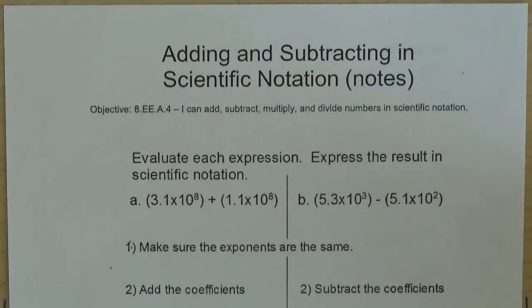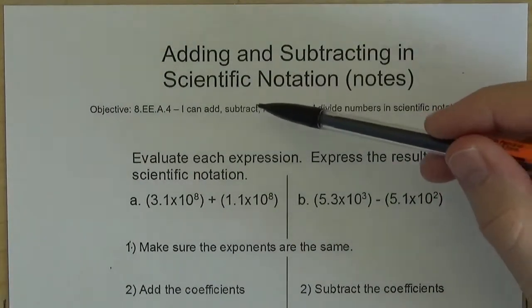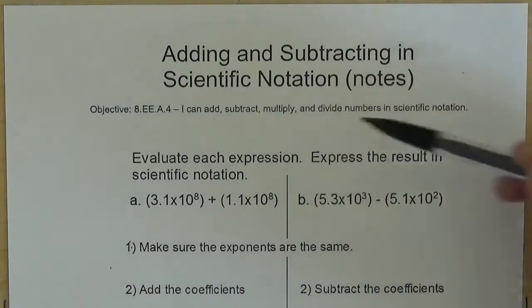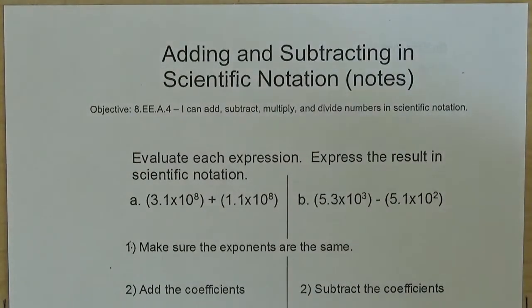Today we're talking about adding and subtracting numbers in scientific notation. Our objective is I can add, subtract, multiply, and divide numbers in scientific notation. We've already done the multiply and divide, so today we're talking about adding and subtracting. And the steps are different than when you multiply and divide.